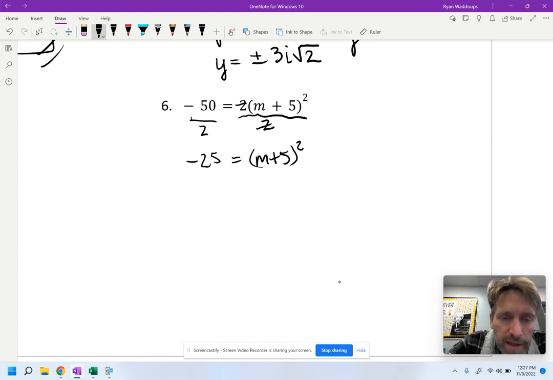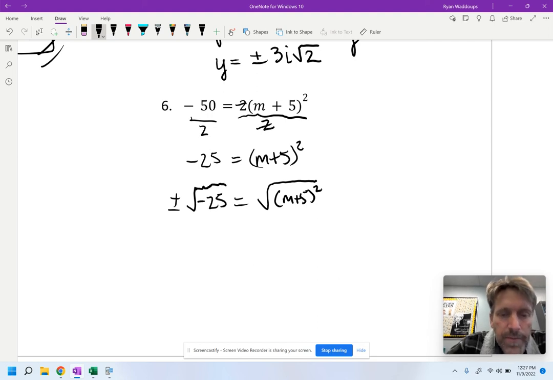Then we take the square root of both sides. The square root of m plus 5 squared is equal to plus or minus the square root of negative 25. And once again, when you've got a negative under the square root, you have an imaginary number. You have to take the imaginary unit i. And so we get over here, m plus 5 cancels the squaring, is equal to plus or minus 5i.